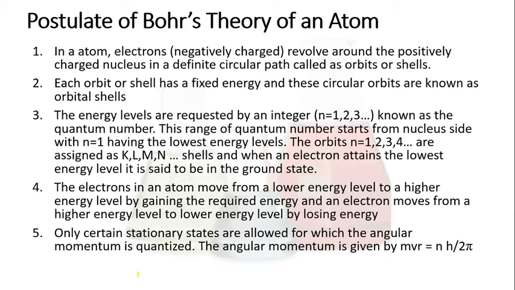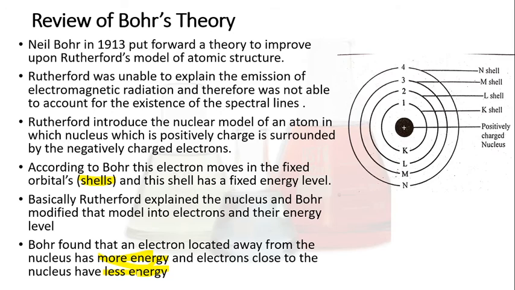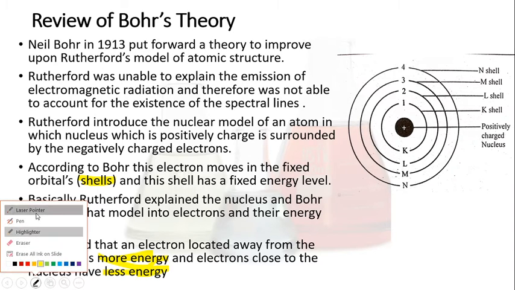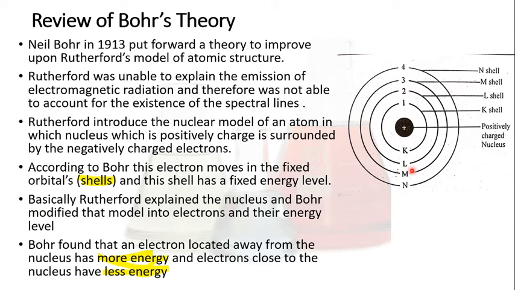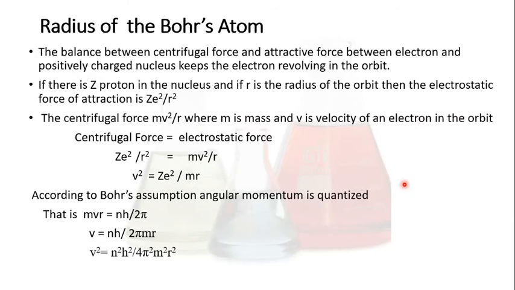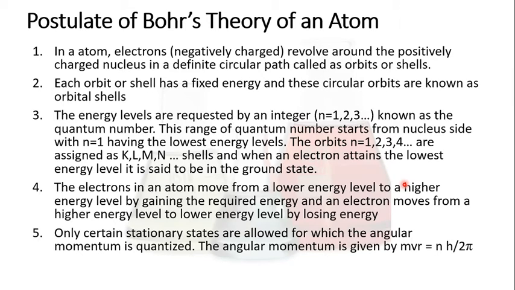So the third point is important: energy levels are denoted by 1, 2, 3, where 1 starts from the nucleus side, and these 1, 2, 3 are assigned as K, L, M, N shells. This we have seen. So 1 is K, 2 is equal to L, 3 is equal to M, and 4 is equal to N, and so on. When the electron attains the lowest energy level, it is said to be in the ground state.